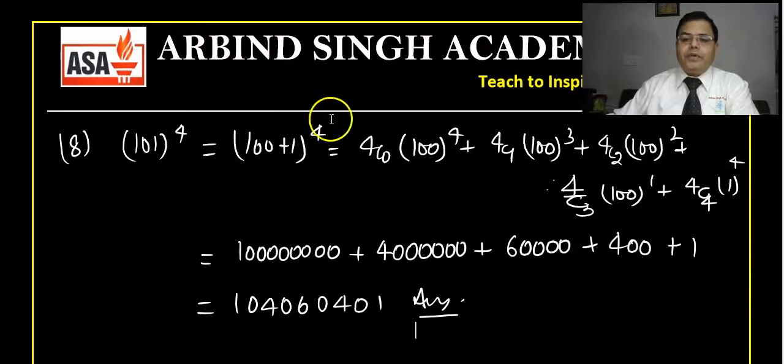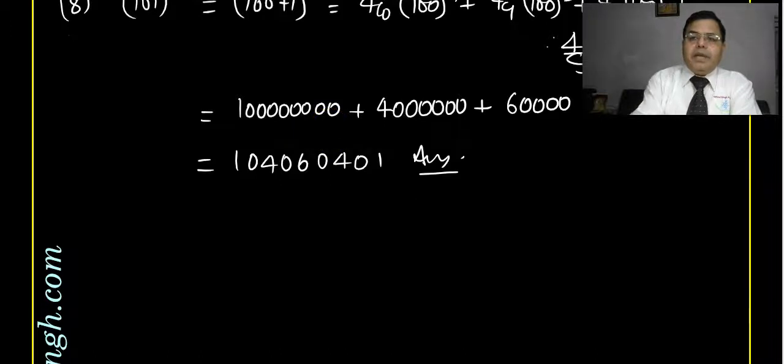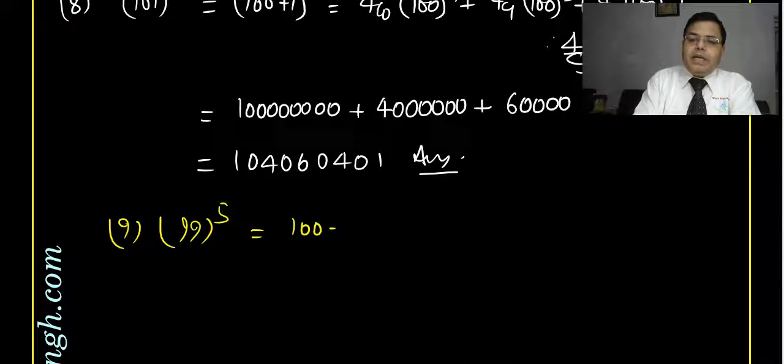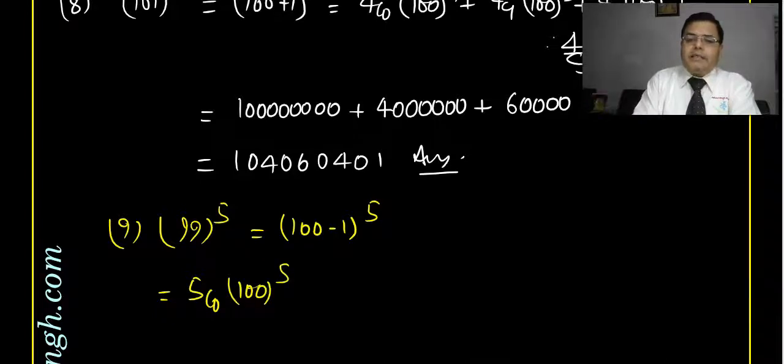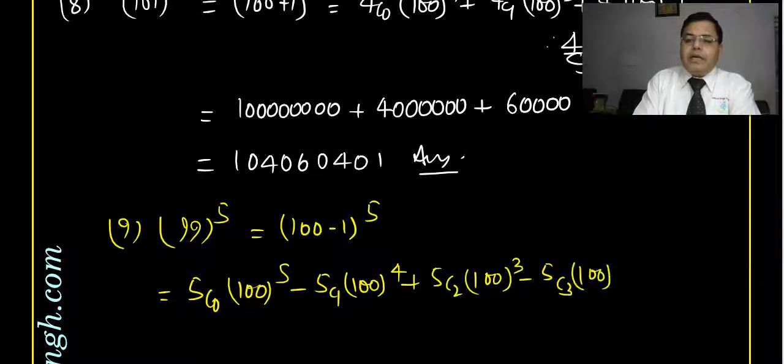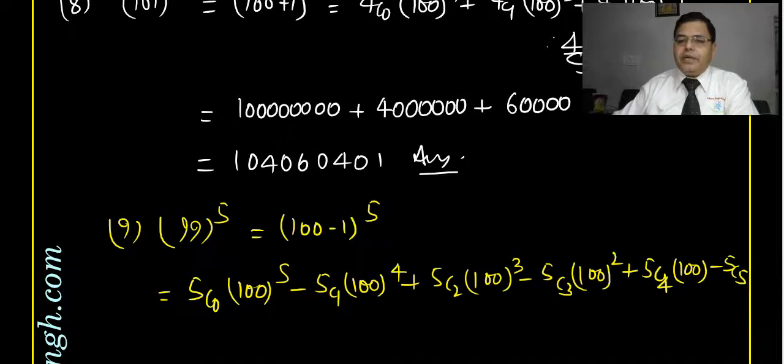So I think you got it. Now question number 9, and question number 9 is also written like this: 99 to the power 5, that can be written as (100 minus 1) to the power 5, and so that can be written again as 5C0 100 to the power 5, minus 5C1 100 to the power 4 plus 5C2 100 to the power 3 minus 5C3 100 square plus 5C4 100 to the power 1 and minus 5C5 1 to the power 5. That is, no need to write 1 to the power 5.